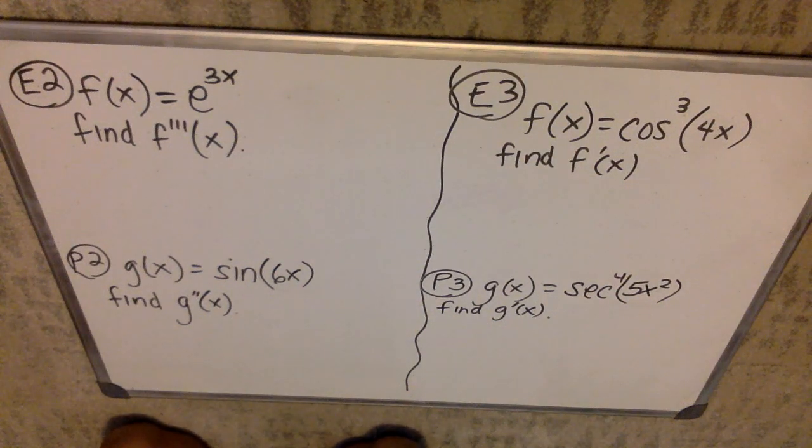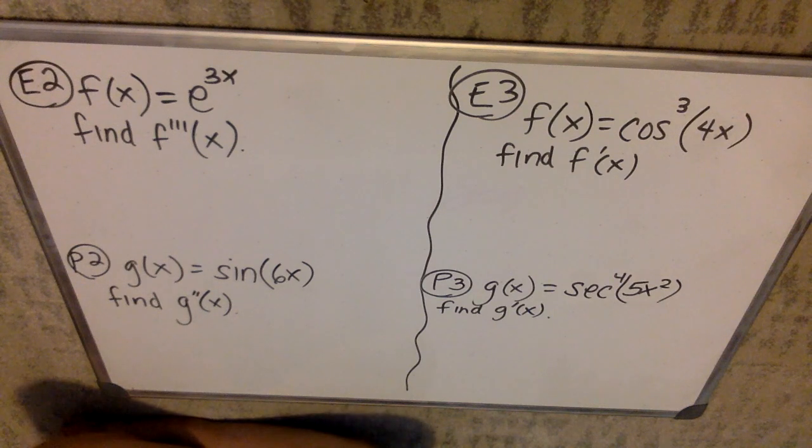AP AB Calc. We're doing 2.4, which is the chain rule, and this is our second video in this section. So we're just going to apply the chain rule a bunch of times to a bunch of different questions, and then we'll get to some other problems that maybe involve a little bit more context. But for right now, we're just going to apply the chain rule.